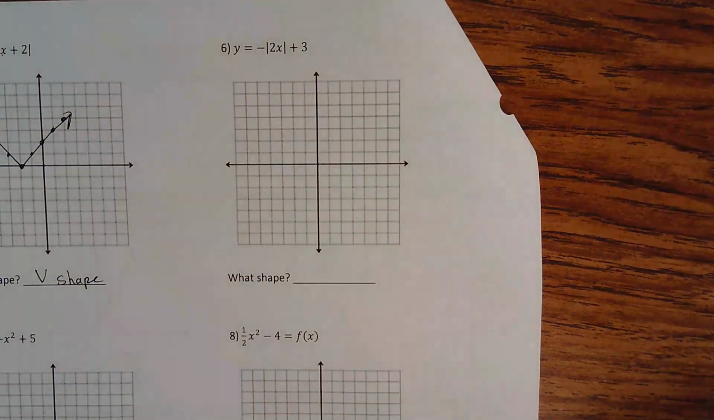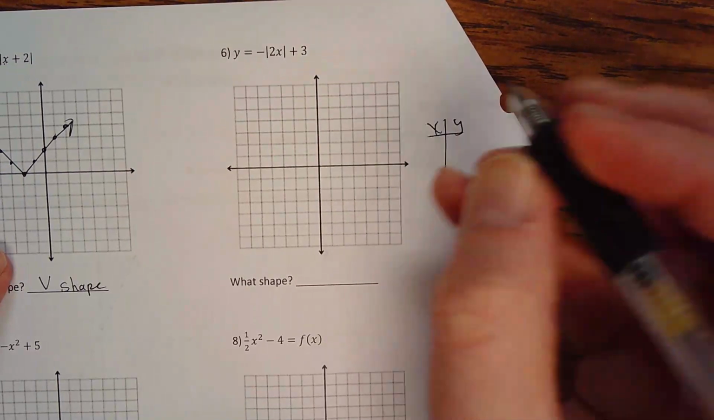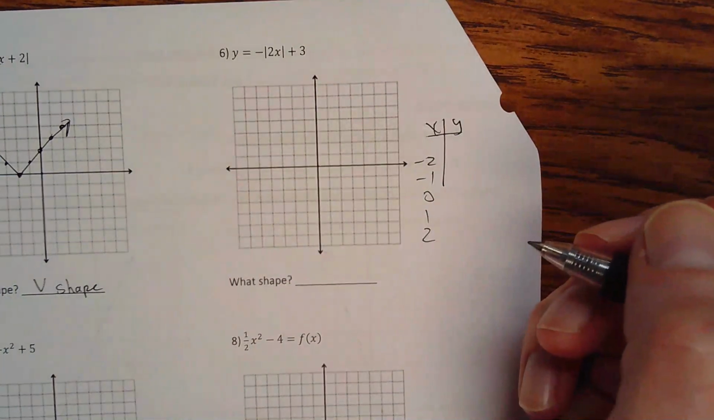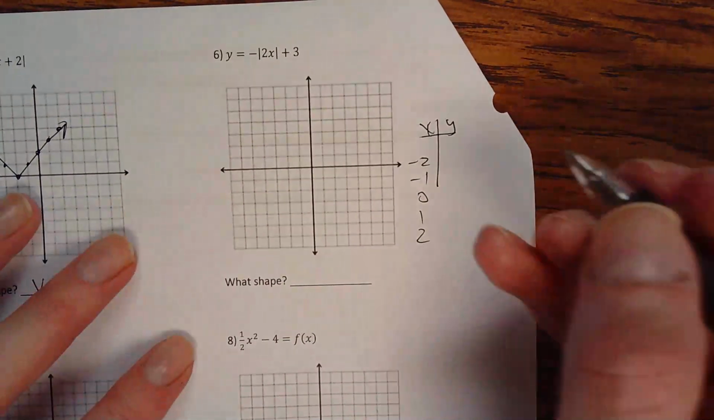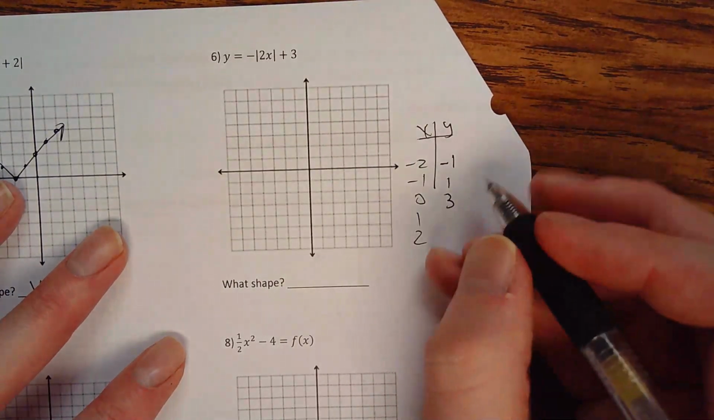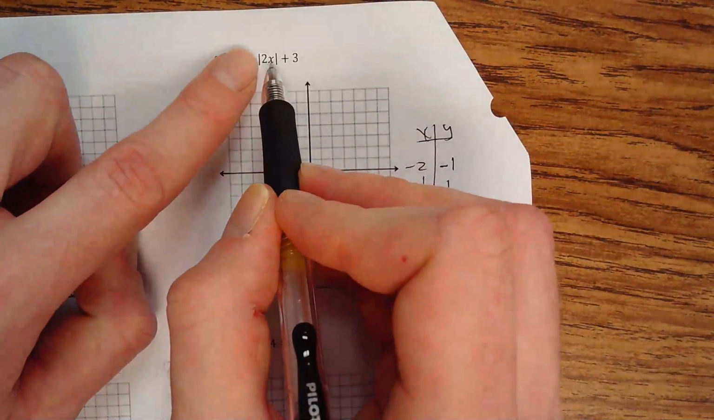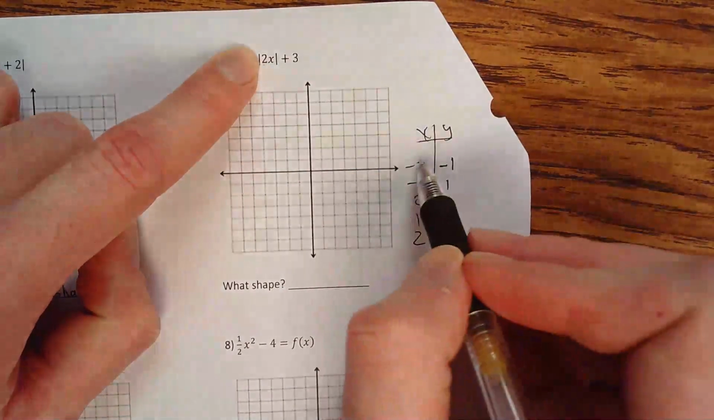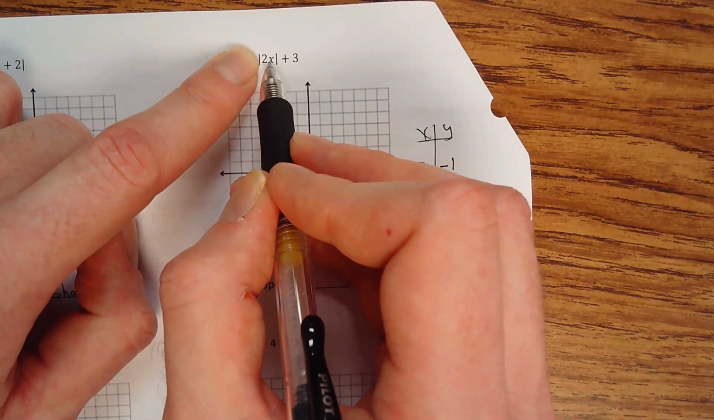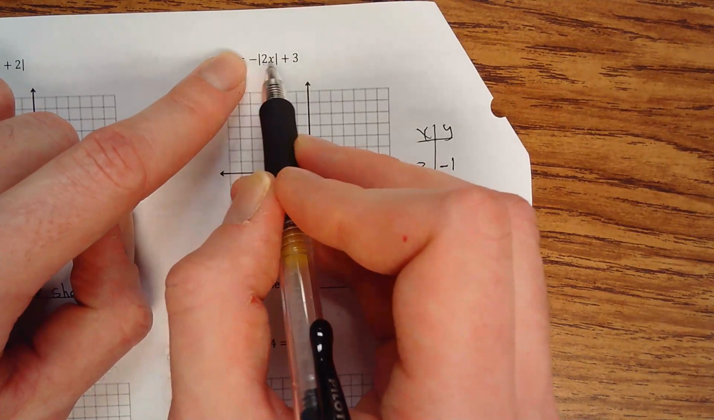This guy over here, we'll do a t-table. I'll start out with -2, -1, 0, 1, 2. We'll see if it's enough. If I need to keep going with it, I'll keep going with it. But when I plug those numbers in, I get -1, 1, 3, 1, and -1. Keep in mind, when you plug these numbers in, you're going to double it, take the absolute value. So when I plug in -2, I double that and get -4. The absolute value of -4 is 4. I'm going to take the opposite of that, so we're back to negative again. -4 plus 3 is -1.